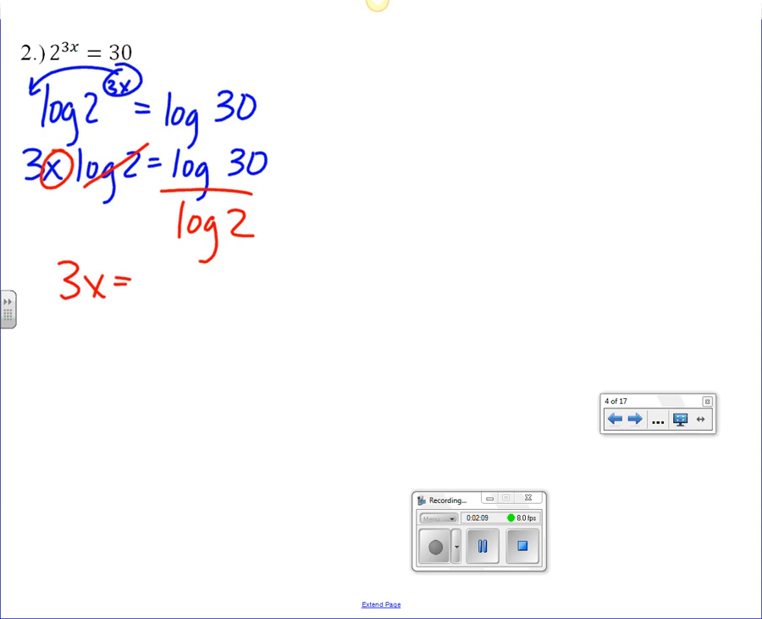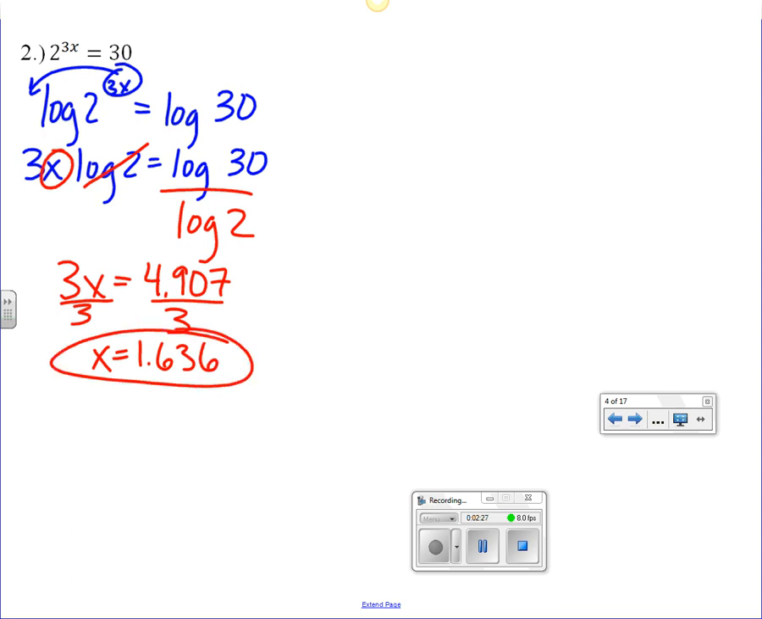and when you type that in your calculator, log 30 divided by log 2, you get 4.907. Let's go 3 decimal places today, and then you divide by 3. And x is 1.636, is your answer. Feel free to pause and rewind this video at any time if I'm going too fast, and you can hear it again slower.